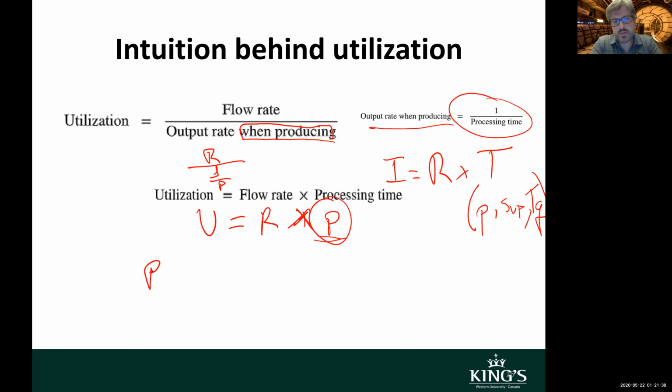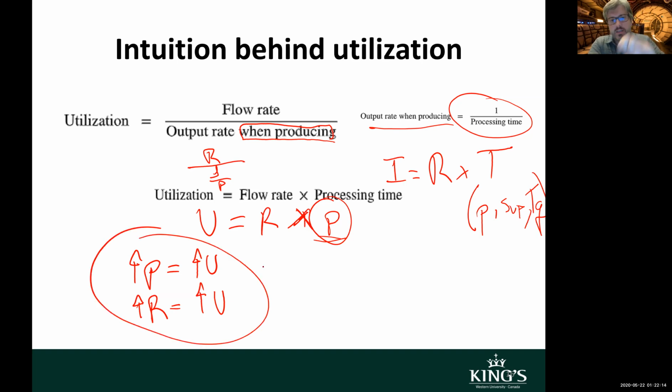And what happens if P goes up? If your processing time takes too long, what do you get? You have a high utilization, meaning, for example, this is your barber shop. If you take too long to service your customers, you're going to be busy all the time, right? And the same thing with flow rate. What happens if your flow rate increases? What happens if your demand goes up? For example, your utilization will also go up. So that's a key intuition that we have to think in terms of utilization. Slow processes are busy all the time, and high demand processes are busy all the time.